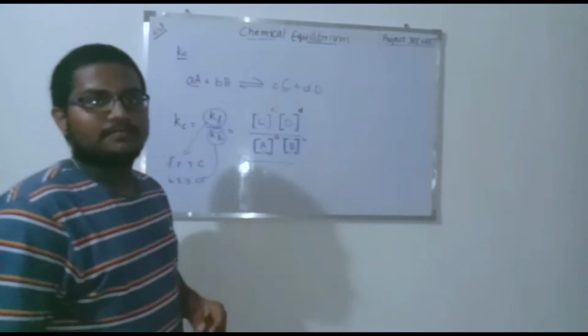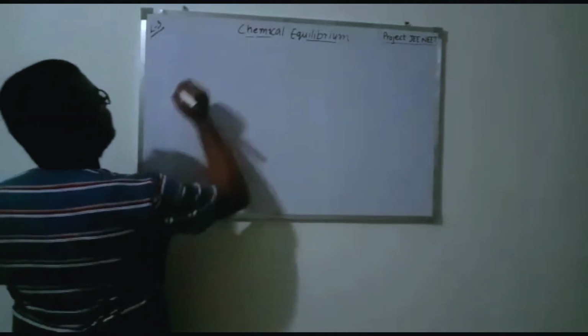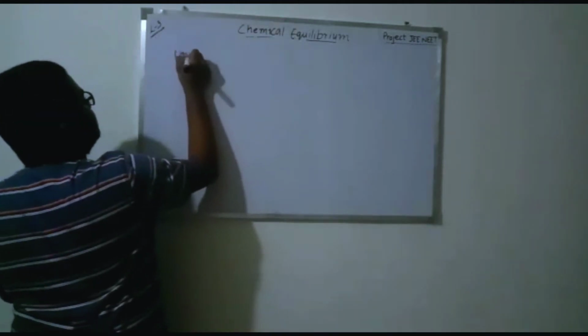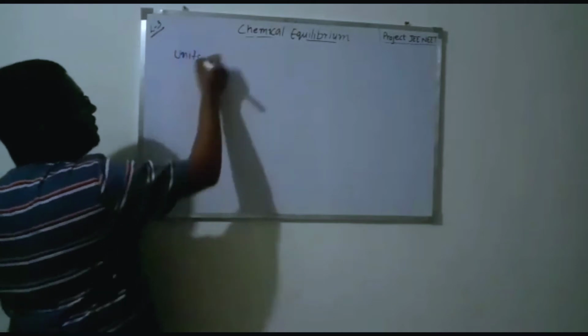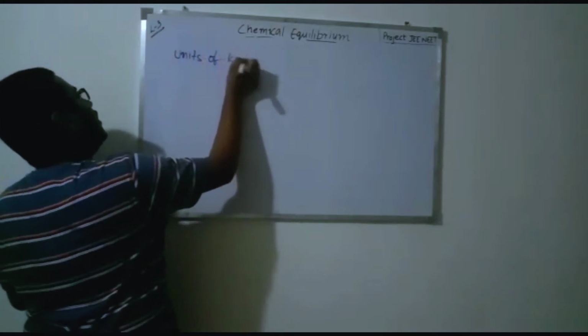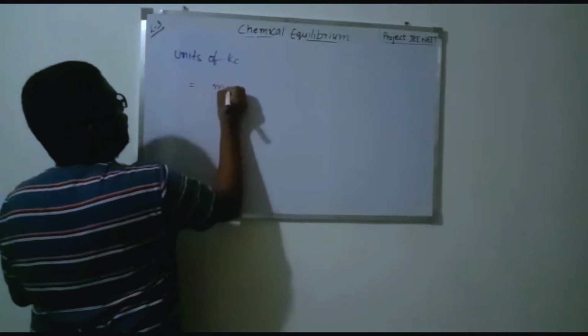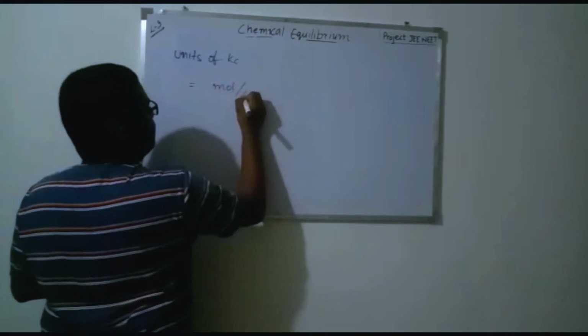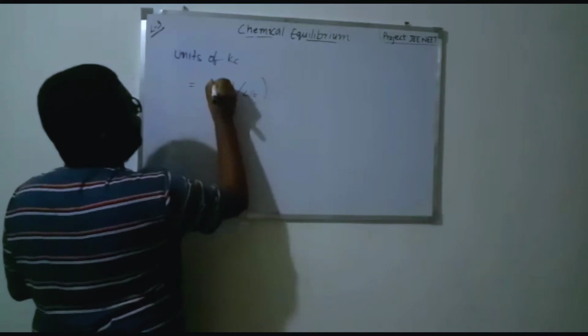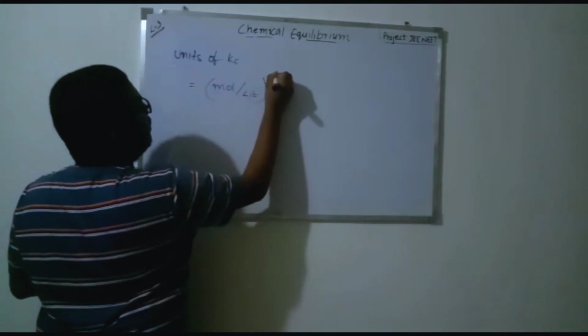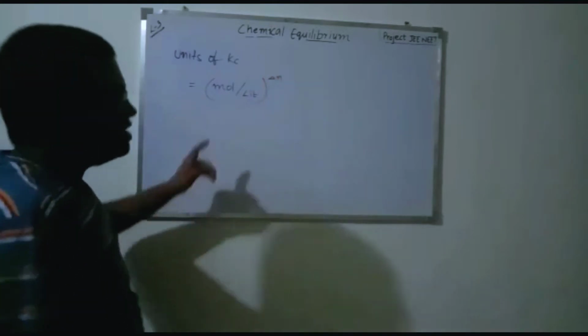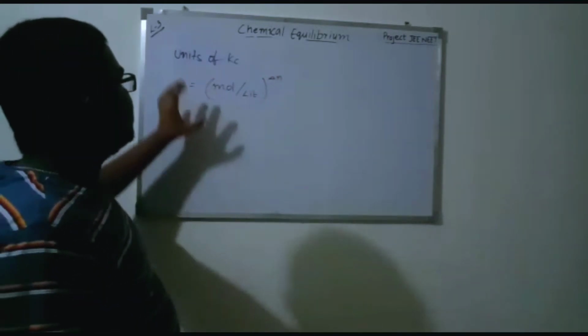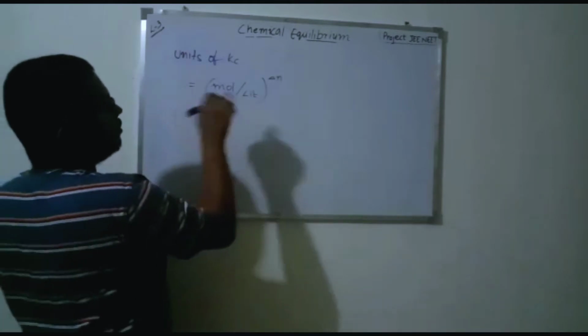So note it. Let's go to the units of chemical equilibrium in terms of concentration. Units of Kc is equal to (mole per liter) whole power delta n. This is the representation of the units: (mole per liter) whole power delta n.